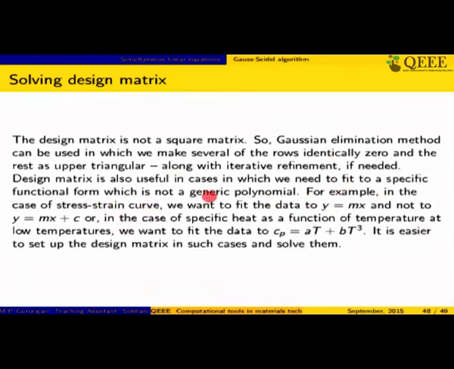This kind of design matrix is useful because, for example, sometimes specific heat is known to have a specific temperature dependence, AT plus BT cube. So A and B are the unknowns. You make a design matrix with T and T cube, and you have the right hand side vector. So you can use Gaussian elimination to get the unknowns. Or for a stress strain curve, if you are fitting y equal to mx, there is no c. You have all the x on one side and all the y on one side, and m is the unknown. So you can try to get the m value using such a design matrix approach.